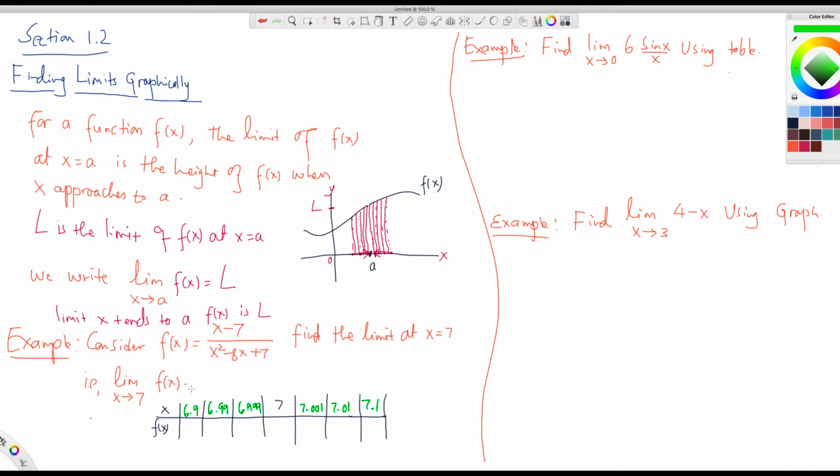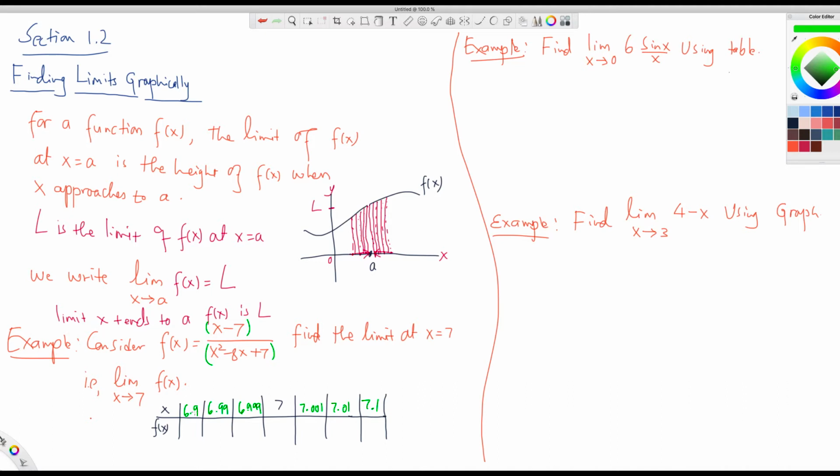So what I do next is plug in 6.9 for x here and find the functional value at 6.9, 6.99, 6.999 and so on. How do I do that? You can use a calculator. In the calculator, press y equals and then enter (x minus 7) divided by (x squared minus 8x plus 7) and go to the table. You can go to the table, or you can press second, trace, value, and plug in 6.9 and then get the y value.